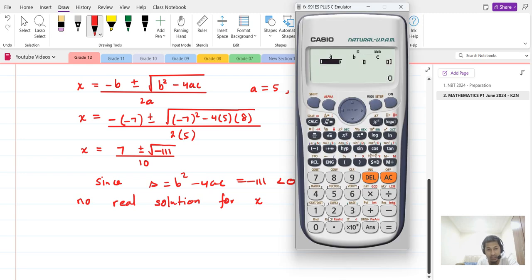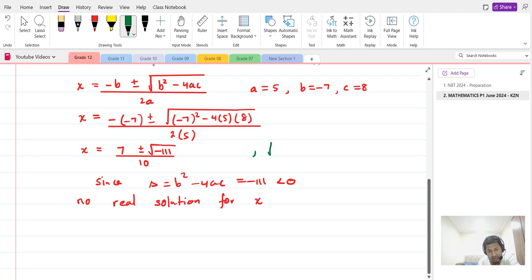Again, you're going to enter 5, minus 7, and 8. If you enter that, we're getting 7 over 10, clearly 7 over 10 plus minus. Now, what's important in complex solutions is we call the square root of negative 1 equal to i. In other words, i squared is equal to negative 1. Right, so just to check what type of solution we get: a complex solution.